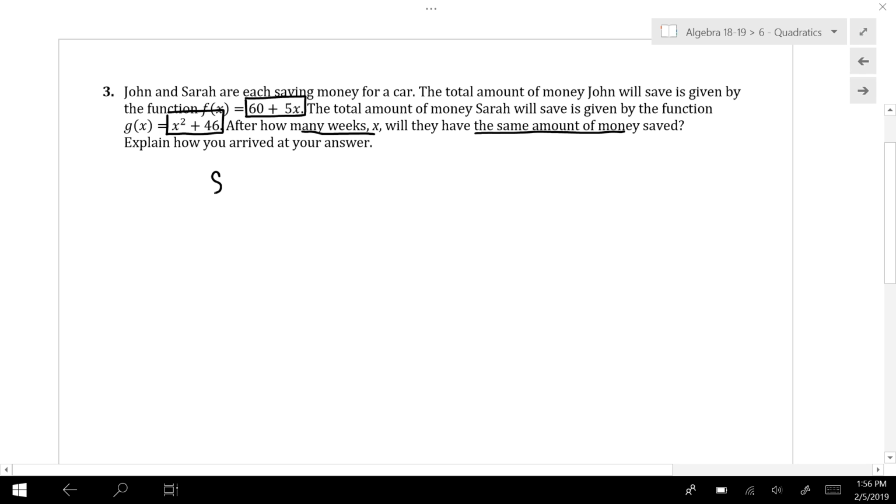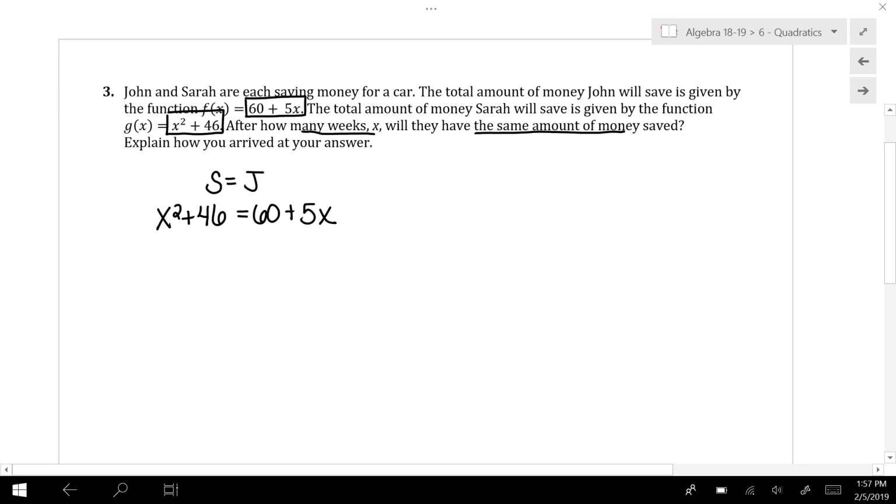So essentially what we need to figure out is when will Sarah and John's money be equal, right? We should probably say, oh yeah, we know weeks is x. So Sarah's money is x squared plus 46. And I want to know when that is equal to John's money. I'm looking for where these overlap.